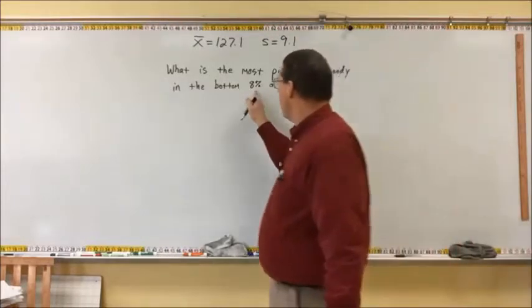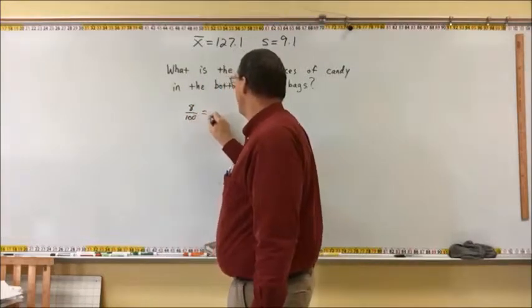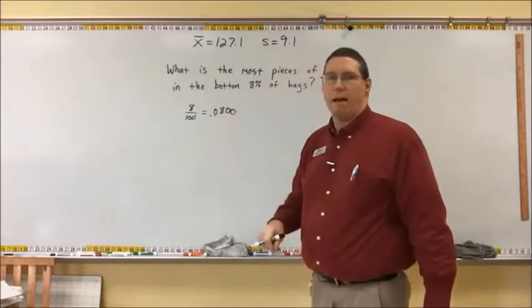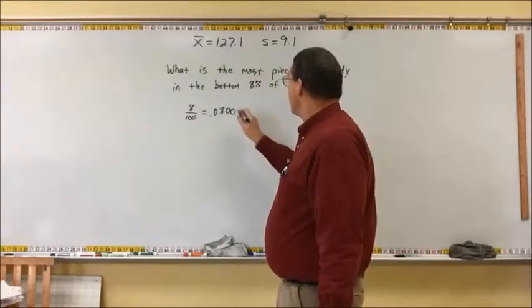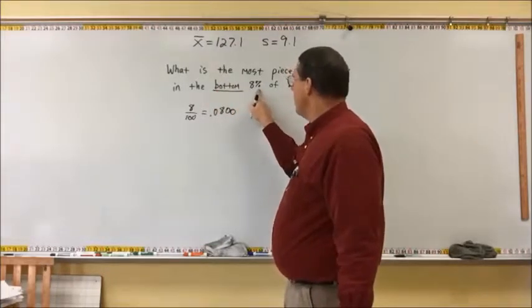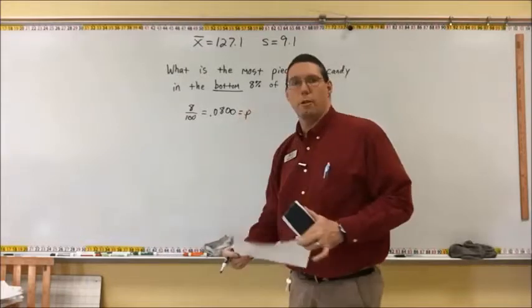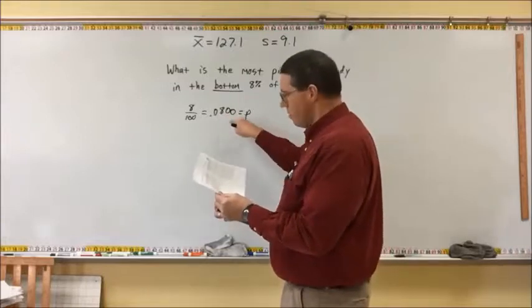So we want to take our 8% and we want to turn it into a decimal. So we're going to do 8 divided by 100 is 0.08. Add a couple more zeros because all of our p-values are 4 digits. Then, since it's the bottom 8%, this is actually the decimal value we want to use. That is our p-value that we're going to look for. So we're going to look for 0.08 in this table, 0800.